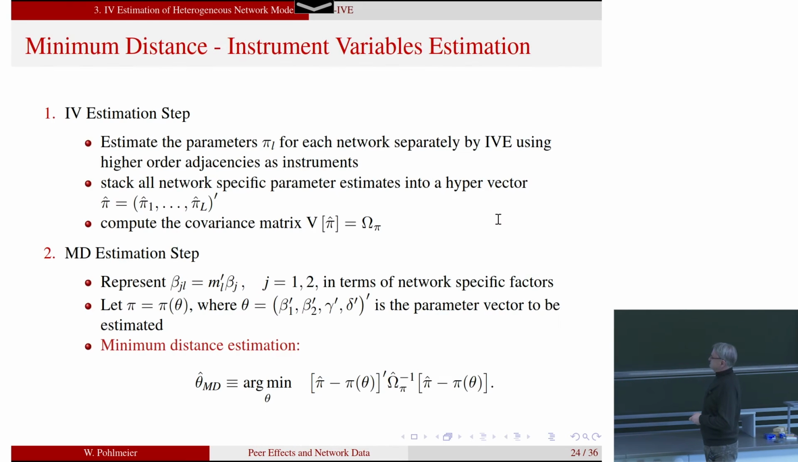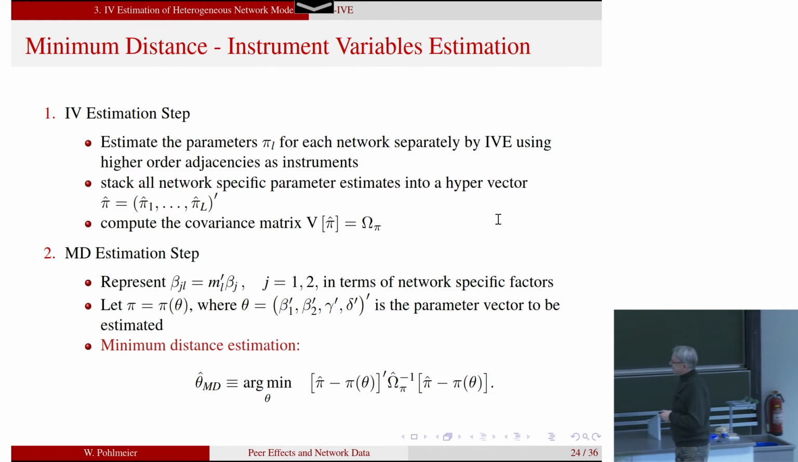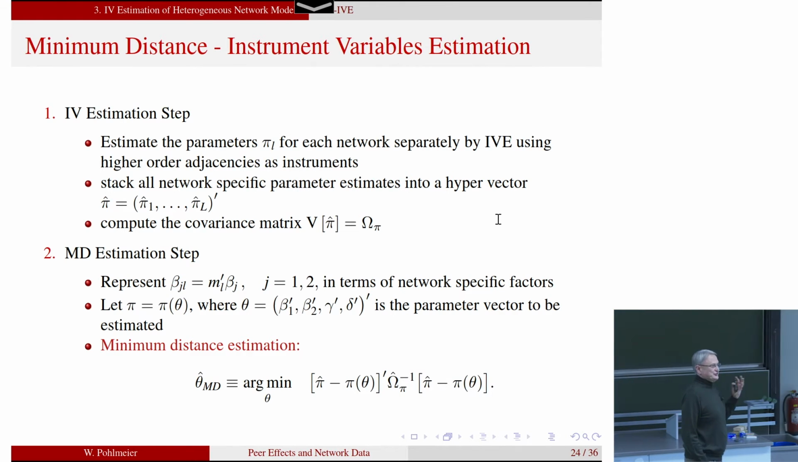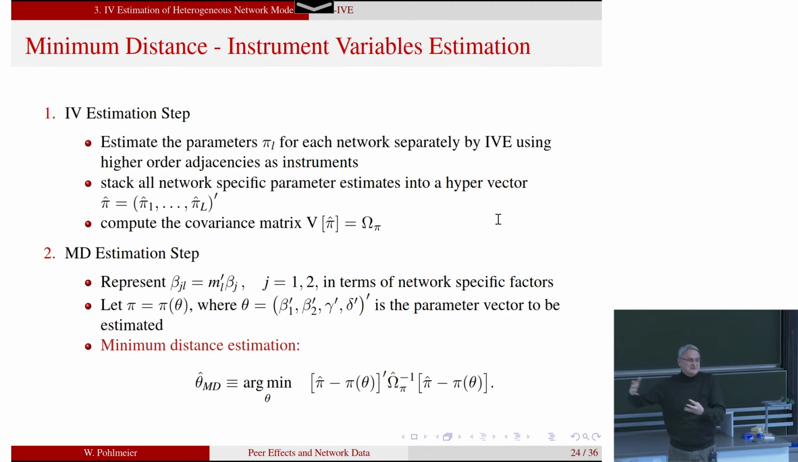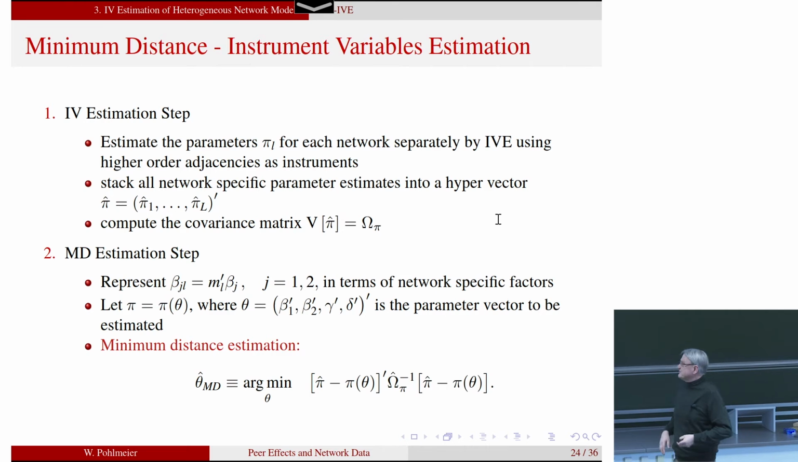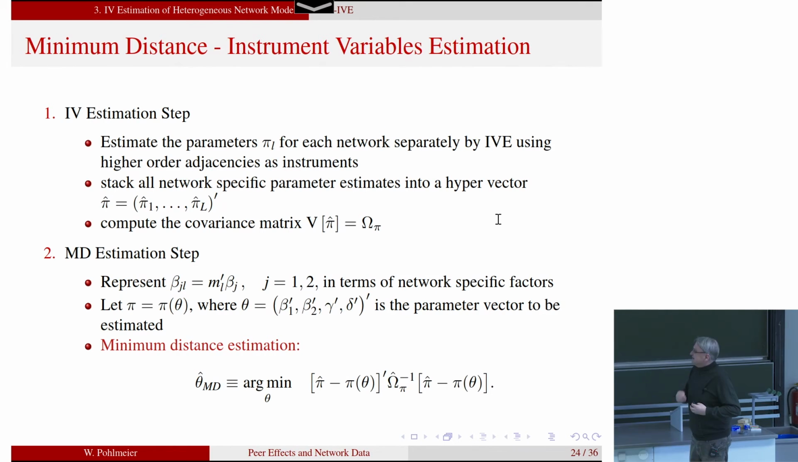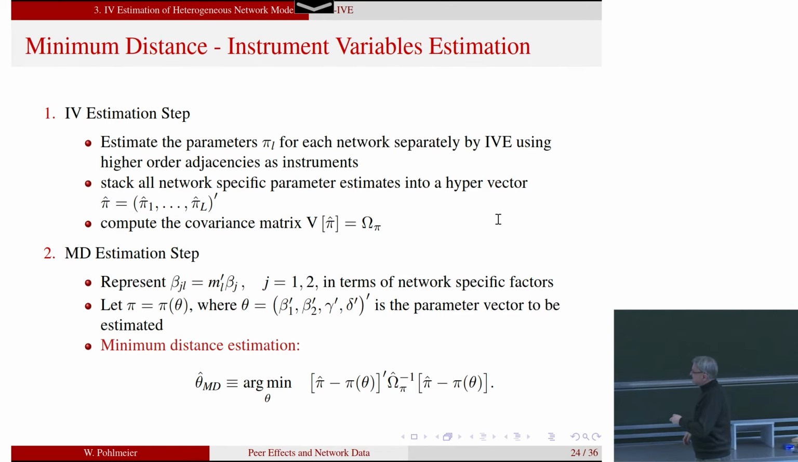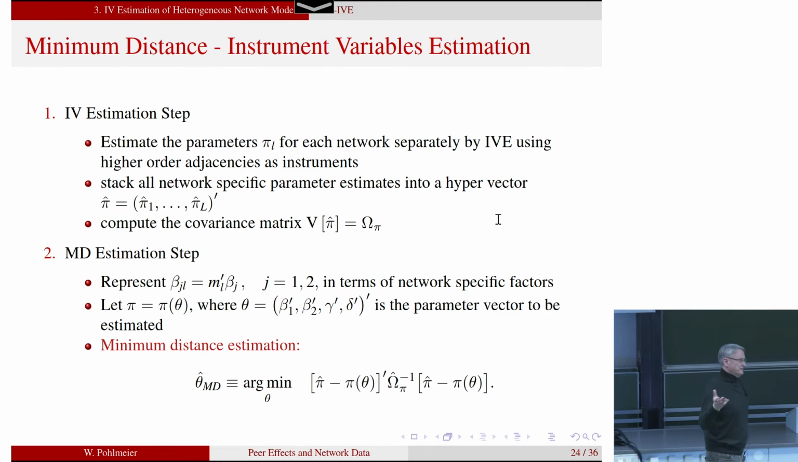What's also innovative in our approach is that, as the title said, we are talking about heterogeneous networks. And that refers to two aspects. One is that we have different networks, this with the adjacency matrix A and the adjacency matrix G. The other aspect is that we also want to have heterogeneous peer effects. So we make the peer effects a function of observables.